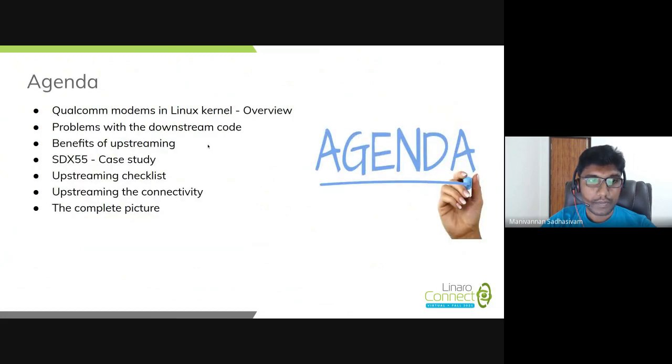So this is the agenda for today. Due to the time constraints, I'm going to run through the presentation a little bit faster. So first, I'm going to provide an overview of the Qualcomm Modems Linux kernel, and I'll share some problems we are facing with the downstream code and the benefits of upstreaming with SDX55 as the case study. And finally, there will be an upstreaming checklist that includes all the SoC components along with the connectivity. And finally, there will be a complete picture of what we want to achieve.